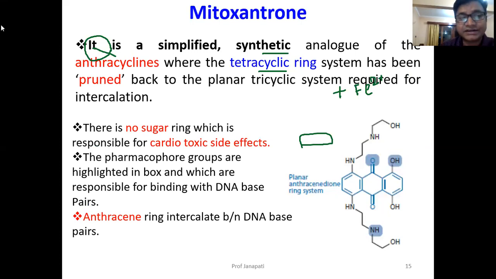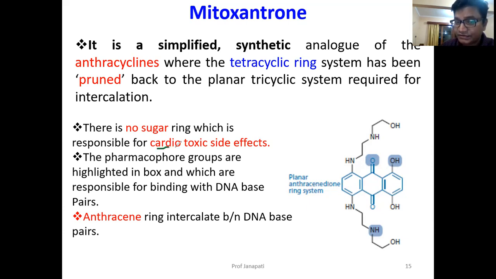Then the last drug, we are almost coming to the end. Mitoxantrone. This is the simplified analog. You see, there is no A ring here. There is no sugar molecule in this molecule. Only the anthracycline derivative, BCD rings are present. No sugar molecule.